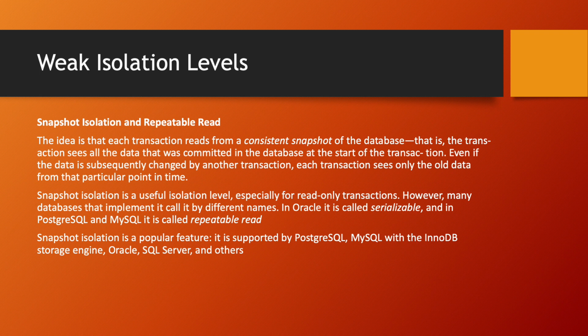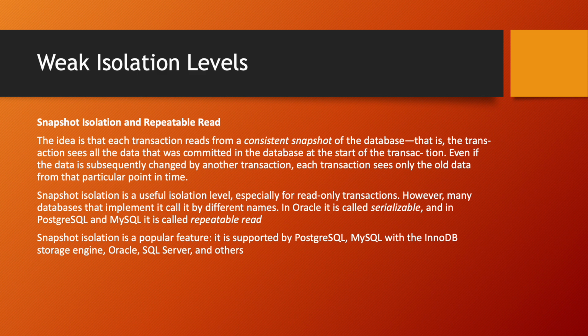The idea is that each transaction reads from a consistent snapshot of the database. That is, the transaction sees all the data that has committed in the database at the start of the transaction. Even if the data is subsequently changed by another transaction, each transaction sees only the old data from that particular point in time. Snapshot isolation is useful, especially for read-only transactions.